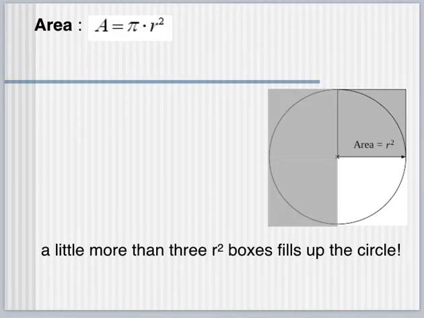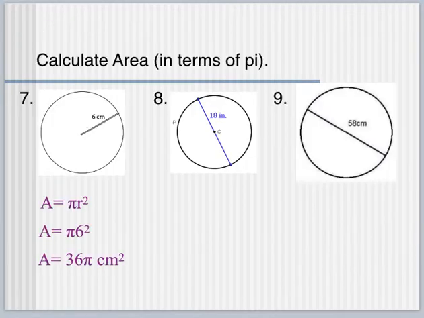So write this down. It takes a little bit more than 3 r squared boxes to fill the circle, because it's a nice thing to help you remember what the formula is and why it works. So here's a quick run through of the first area problem. You start with your area formula, area equals pi r squared. If they tell you the radius, you plug it in.